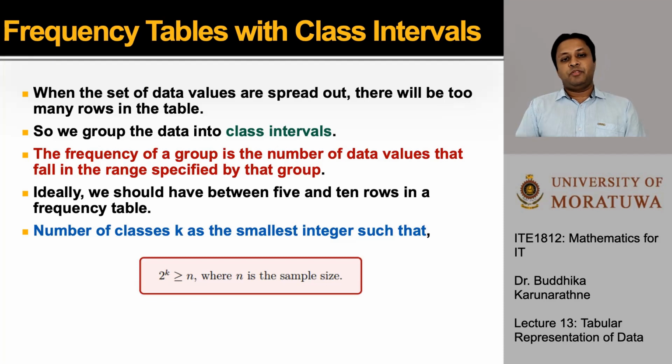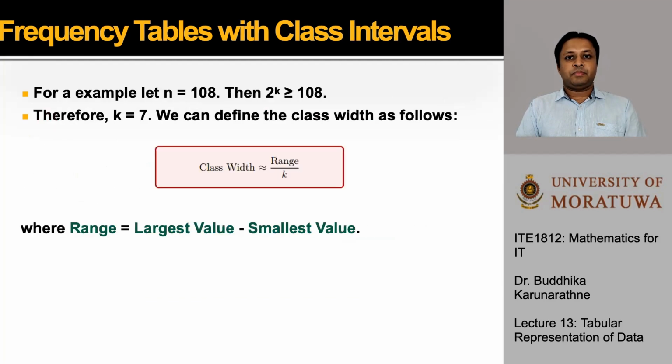So how do you get the number of classes k? k is the smallest integer such that 2 to the power k is greater than or equal to n. What is this n? It is the sample size. We will soon take an example. Let's take n, the sample size, to be 108. Then 2 to the power k should be greater than 108, so k becomes 7.